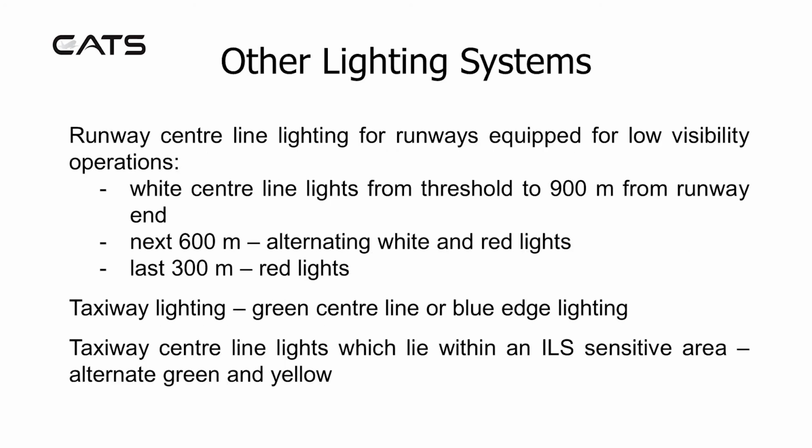Runway centerline lighting for runways equipped for low visibility operations. White centerline lights from the threshold to 900 metres from the runway end. The next 600 metres is alternating white and red lights. The last 300 metres is red lights. Taxiway lighting is green centerline or blue edge lighting. Taxiway centerline lights, which lie within the ILS sensitive area, alternate between green and yellow.